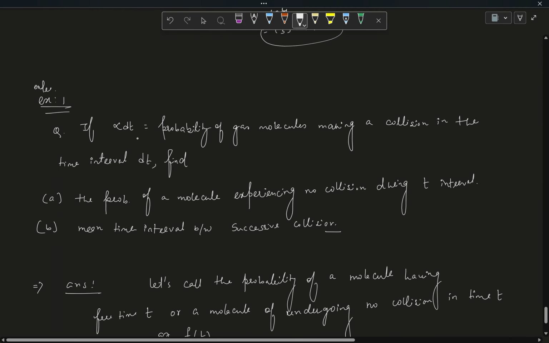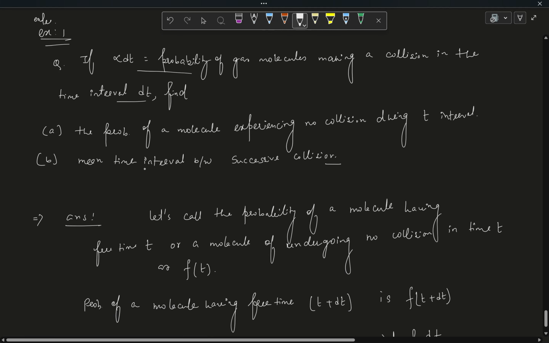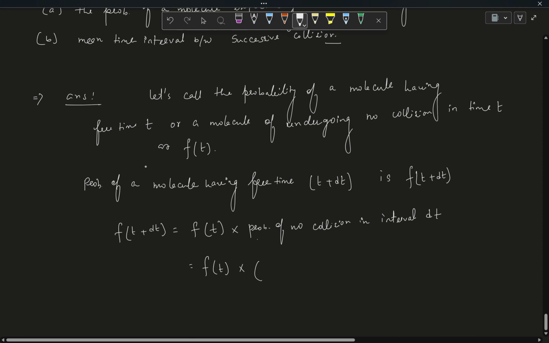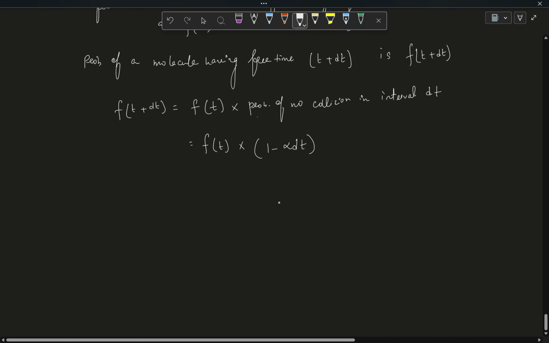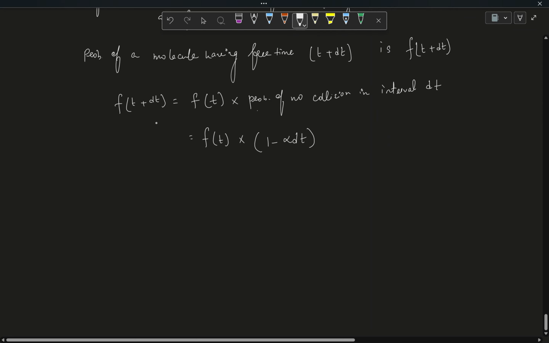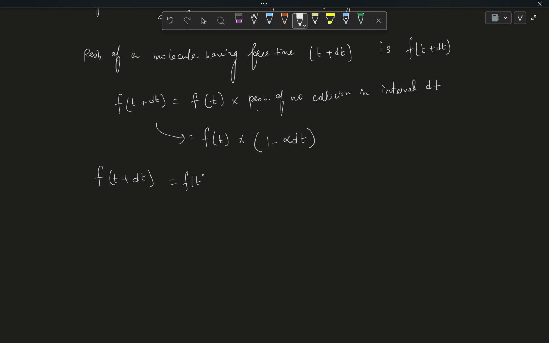you know that in the question it is mentioned that alpha dt is the probability of a molecule to undergo collision in time dt. That means if you have to calculate the probability of the molecule having no collision in the dt interval, you just have to subtract it from the total probability, which is 1. So you have basically 1 minus alpha dt. So this is your simple expression of f of t plus dt. Now let us decompose this. So f of t plus dt is now f of t minus alpha f of t dt.